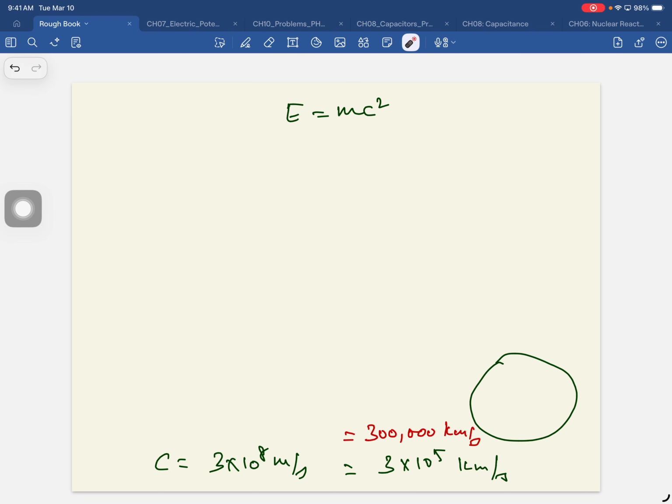Okay. And so this is 30,000 times faster than the fastest we've traveled. Anyway, so here's the energy equivalence of mass. Now why do we bring this up? You shot a neutron into uranium-235.